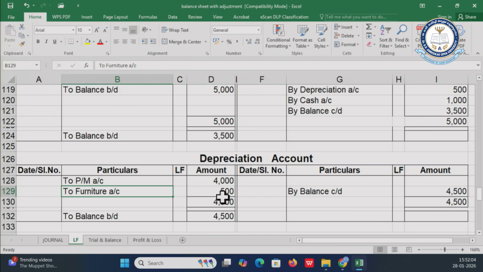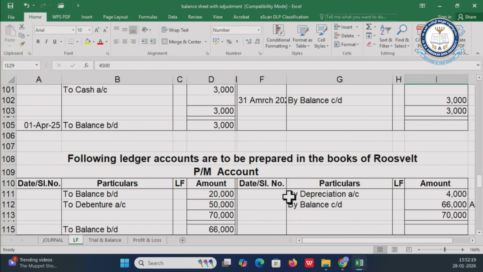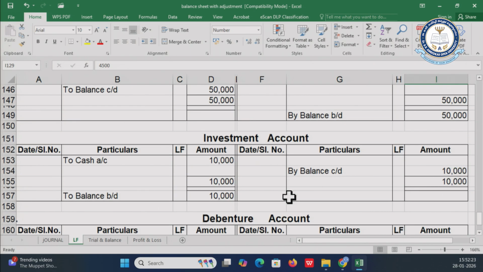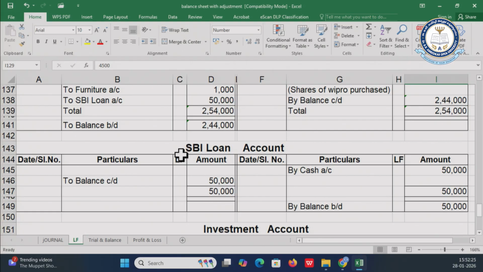Financial assets we are not considering. So 4,000 is the first asset and 500 is the second. The total amount is 4,500 and nothing on the credit side. The total balance carried down is 4,500 and that's the total worth of depreciation for the year. Now depreciation also is over. Now we have SBI loan account. By cash 50,000 and to balance carried down. This is the closing balance. I'm just speeding it up.